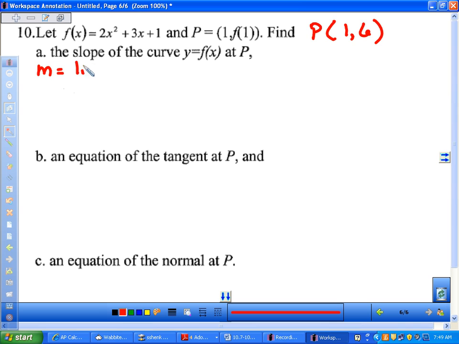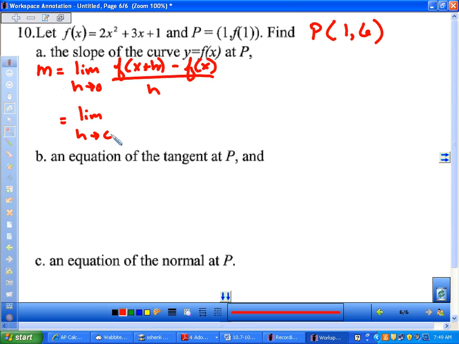m is equal to the limit as h approaches 0 of our function f evaluated at x plus h, minus f of x, over h. Now please use parentheses and brackets here to help you out. So we're looking at the limit as h approaches 0. And then I'm going to bracket off the f of x plus h. What will our function look like with the x plus h substituted in?